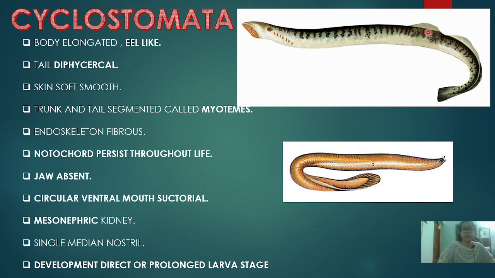and one single median fin will be present. You can see this is the single median fin. Here also a single median fin will be present, and the development includes a prolonged larval phase. Okay, and mainly indirect type of development is seen. So, a larval stage will be seen in the Cyclostomata.